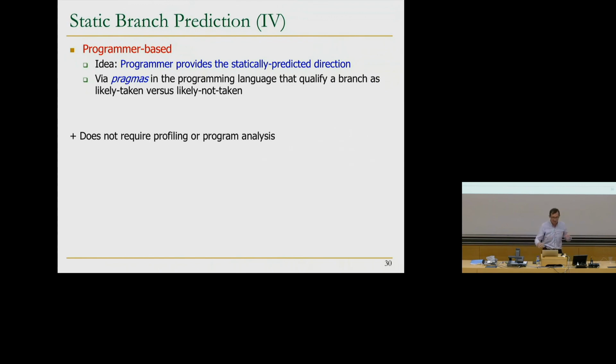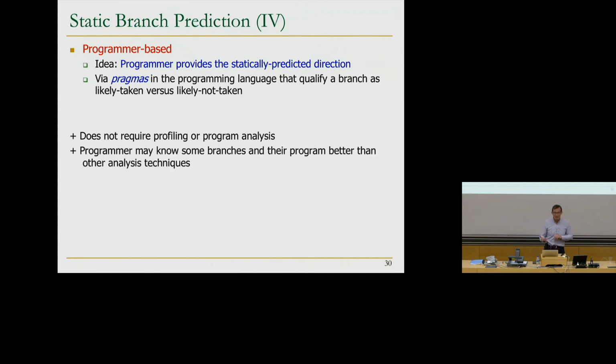So this doesn't require profiling or program analysis. The compiler doesn't need to do much. And the programmer may know some branches in their program better than many other analysis techniques, because there may be some semantic information that the programmer has that is not accessible to the compiler, right? Because the compiler may not know the intent of the programmer when the programmer programs, but now the programmer may communicate the intent in a very crude way, of course.